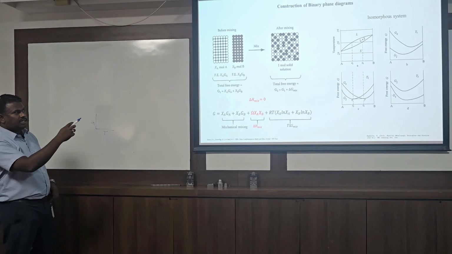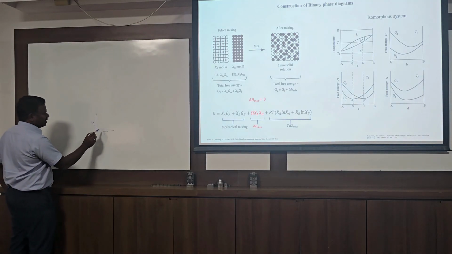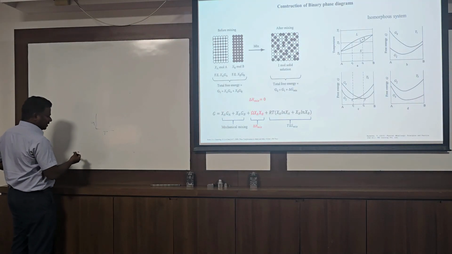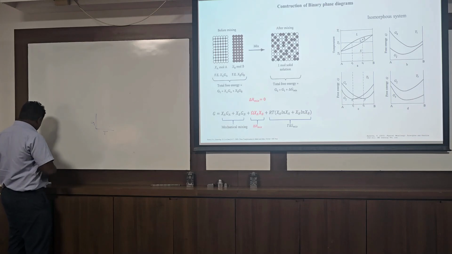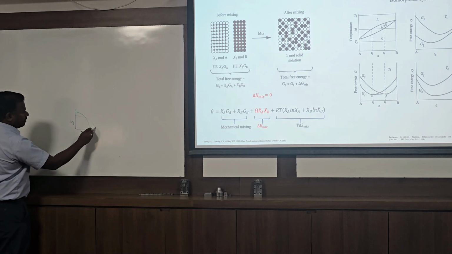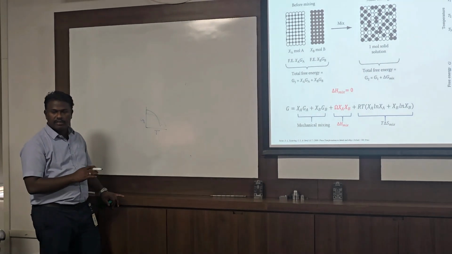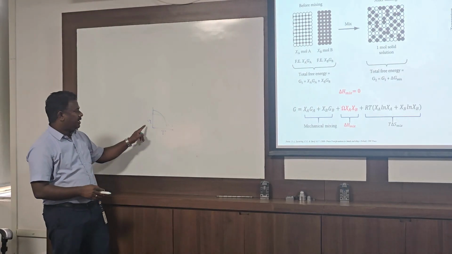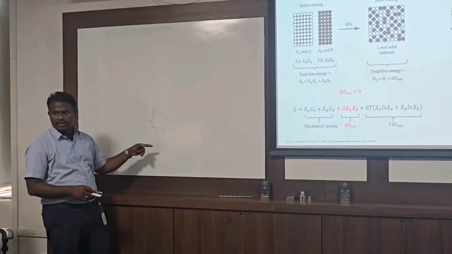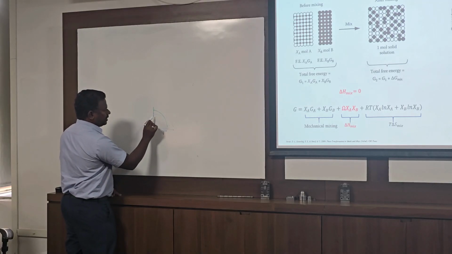What is there is a G versus X, right? Like composition. So now if you plot this G versus temperature, this function will always decrease with the temperature. This is either solid or liquid, anything. As we increase the temperature, the free energy function always decreases as a function of temperature. But what is stable?